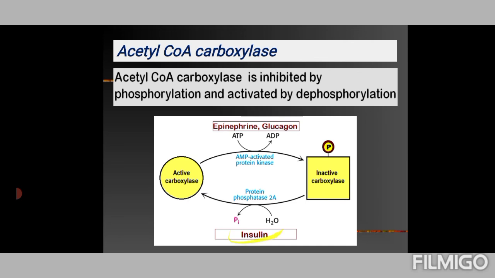And insulin, which is an anabolic hormone as we know, dephosphorylates acetyl-CoA carboxylase. That way it shifts the equilibrium to the polymeric form and activates the carboxylase enzyme. So this is insulin. It's an anabolic hormone. It favors fatty acid synthesis.